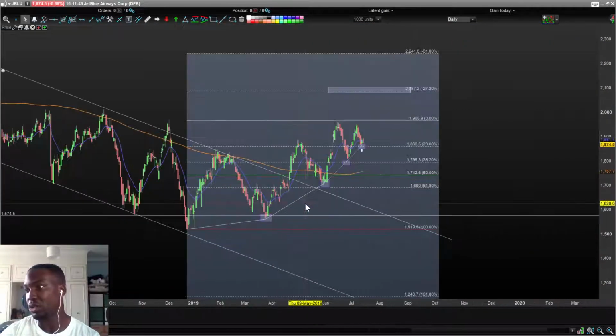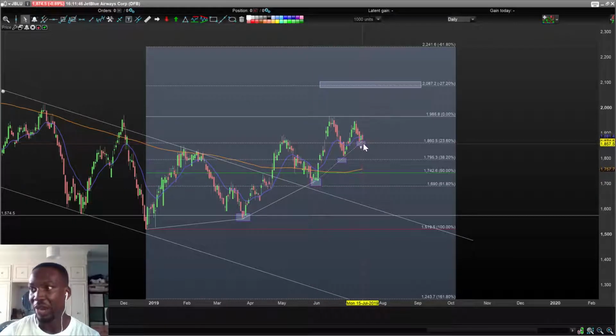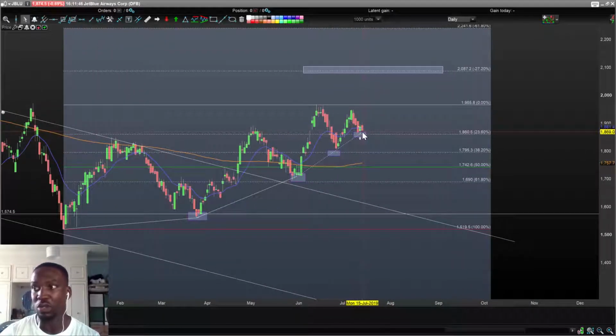The Fibonacci is still dictating what it does. So right now we're at a pivotal point. I don't know what it's going to do next because it's lost momentum. When it got to here, I thought it was going to break out to $21. It did not do that.